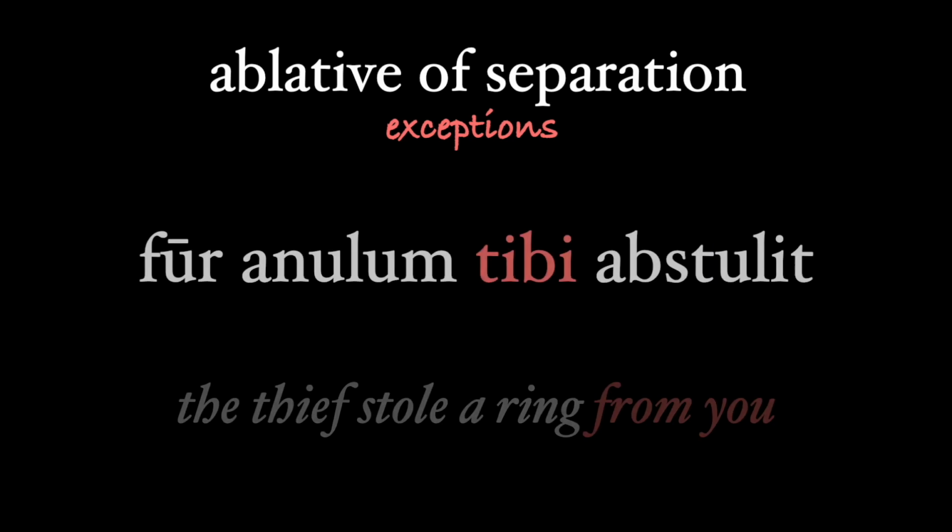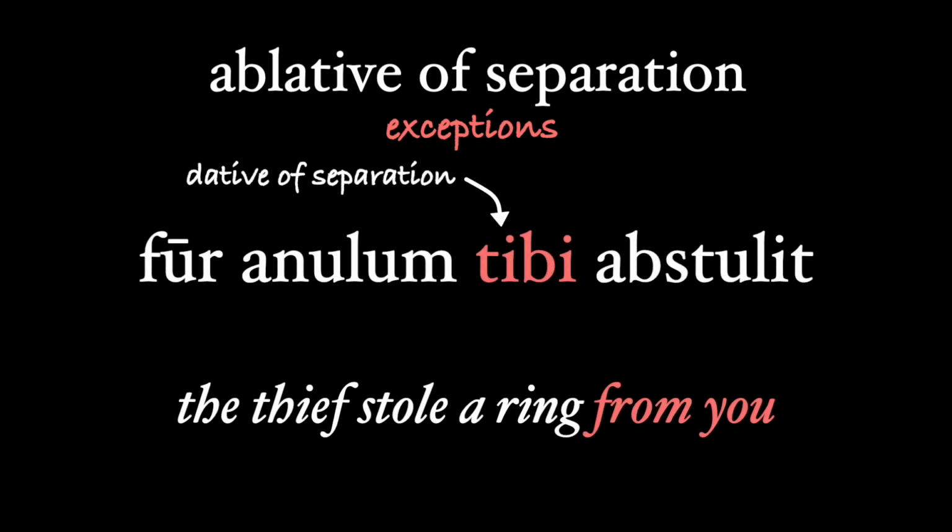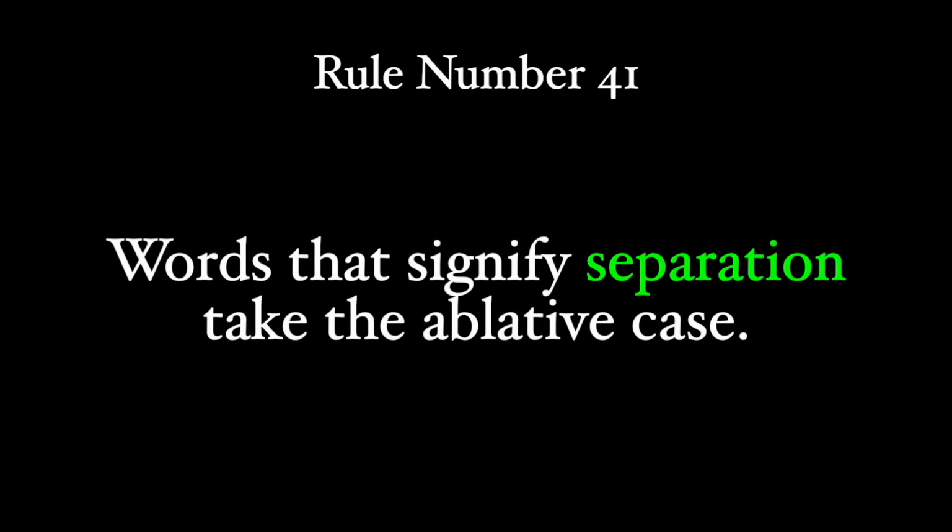And there's also a dative of separation, rule number 31. Typically, the dative is used to show action happening to a person to their disadvantage. So we use the dative in this sentence: fur anulum tibi obstulit. The thief stole a ring from you. Check out rule number 31 for more on this. And so I am now releasing you from rule number 41. Words that signify separation take the ablative case.